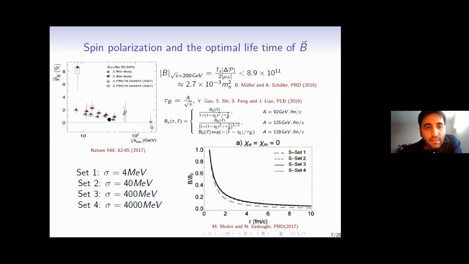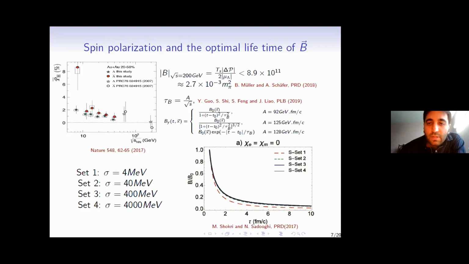Some people believe that this difference is caused by the magnetic field, and if we believe that the major part is made by the magnetic field, we can put some constraint on the magnitude and the lifetime of the magnetic field. In this study, people used the difference between the polarization of the lambda and lambda bar to put an upper bound on the magnitude of the magnetic field at this energy. As you can see, they found that the magnetic field at the freeze-out surface should be smaller than 10^-3 times the pion mass squared.